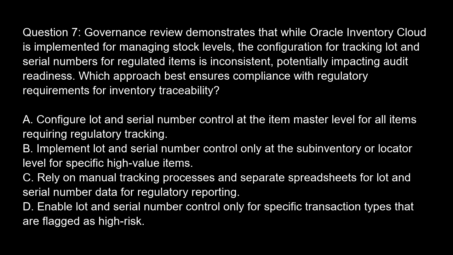Which approach best ensures compliance with regulatory requirements for inventory traceability? Option A. Configure lot and serial number control at the item master level for all items requiring regulatory tracking. Option B. Implement lot and serial number control only at the sub-inventory or locator level for specific high-value items. Option C. Rely on manual tracking processes and separate spreadsheets for lot and serial number data for regulatory reporting. Option D. Enable lot and serial number control only for specific transaction types that are flagged as high risk.